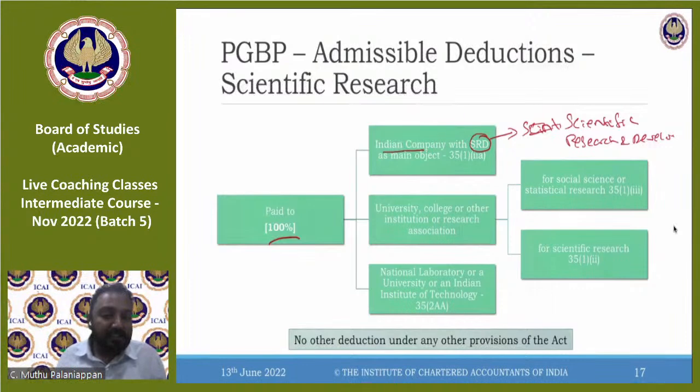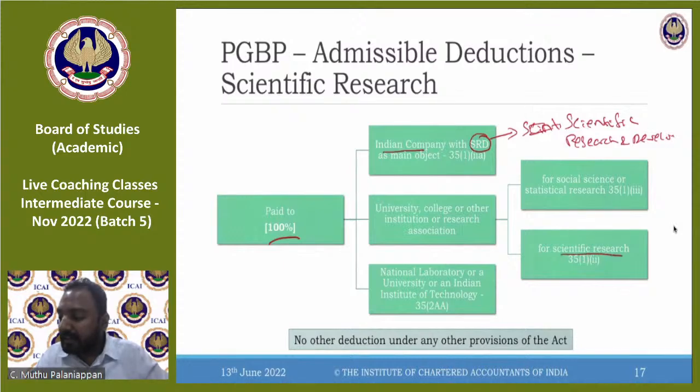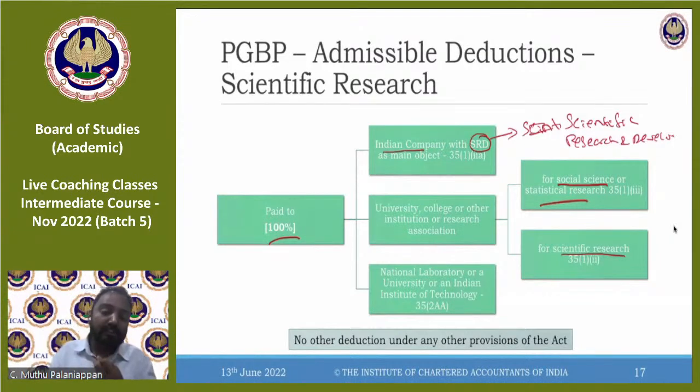And then the next thing is, I'm paying to a university, college, or other institution or research association. They are into either scientific research, social science research, or statistical research. If they are into one of these three, then that is also eligible.